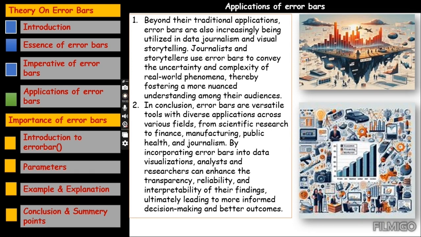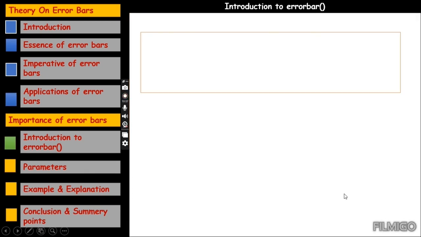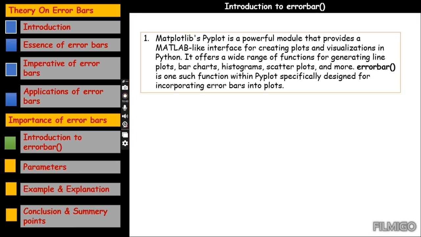A beginner's guide to error bars with Matplotlib's PyPlot. In the world of data visualization, conveying the uncertainty and variability in data is essential for making informed decisions and drawing reliable conclusions. Matplotlib, a popular Python library for creating static, animated, and interactive visualizations, offers a convenient function called errorbar within its PyPlot module. This function allows users to easily incorporate error bars into their plots, providing a clear representation of data uncertainty.